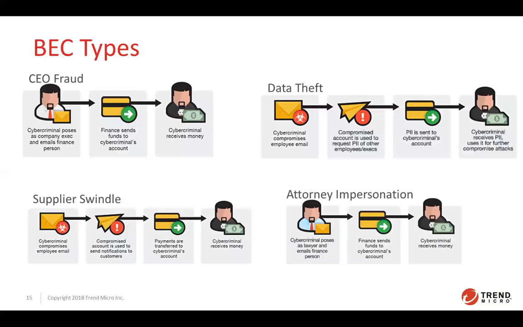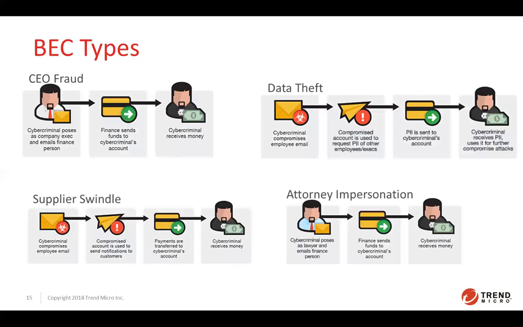The second area that we see a lot of is supplier swindle. This is where the criminal is going to compromise an employee email. That compromised account is used to send notifications to the suppliers of this company, and then payments are made from that company to the cyber criminal account. So this supplier swindle one is getting big. We saw a couple of instances this year of some very large organizations that got caught up with supplier swindle and lost a significant amount of money.